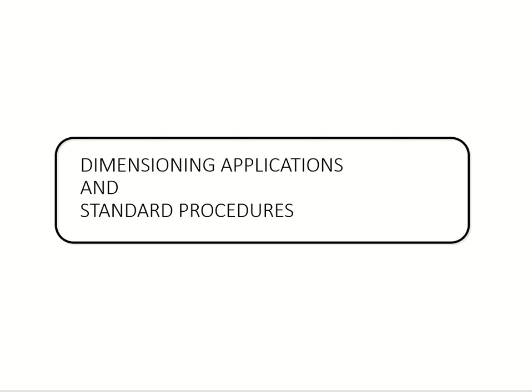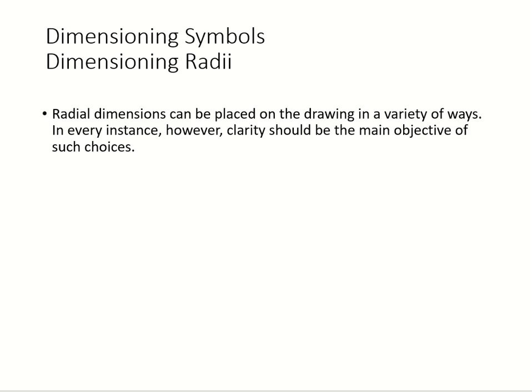Section is dimension implications and your standard procedures. Let's get into it. The very first one is your radii, how to do dimensioning for your radius. So let's take a look at that.